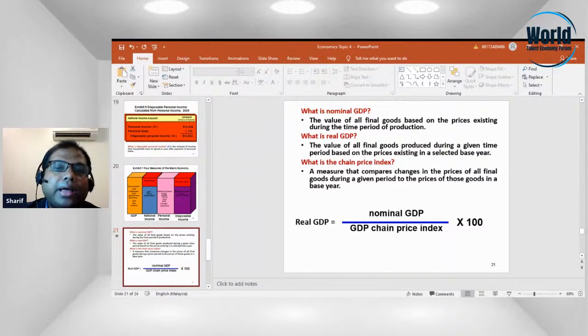A measure that compares change in the price of all final goods during a given period to the price of those goods in a base year. So real GDP equals nominal GDP divided by the GDP chain price index, multiplied by 100.